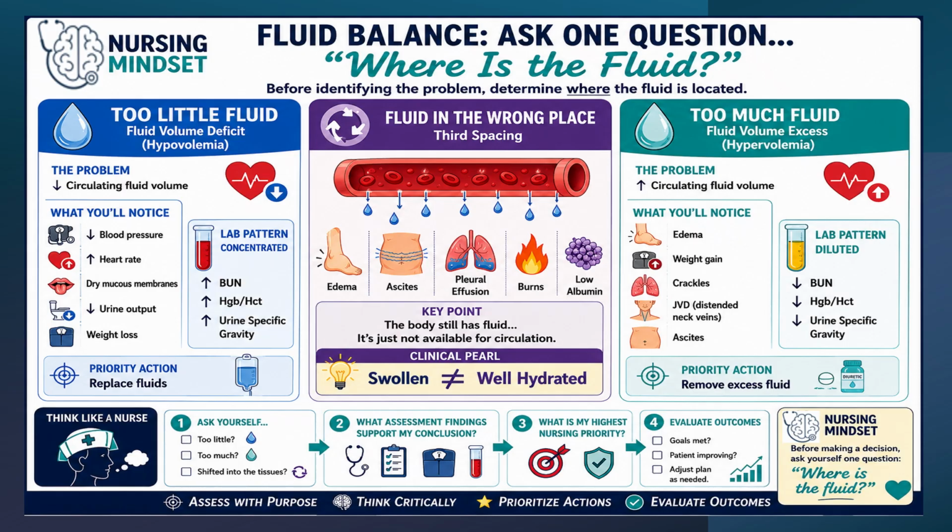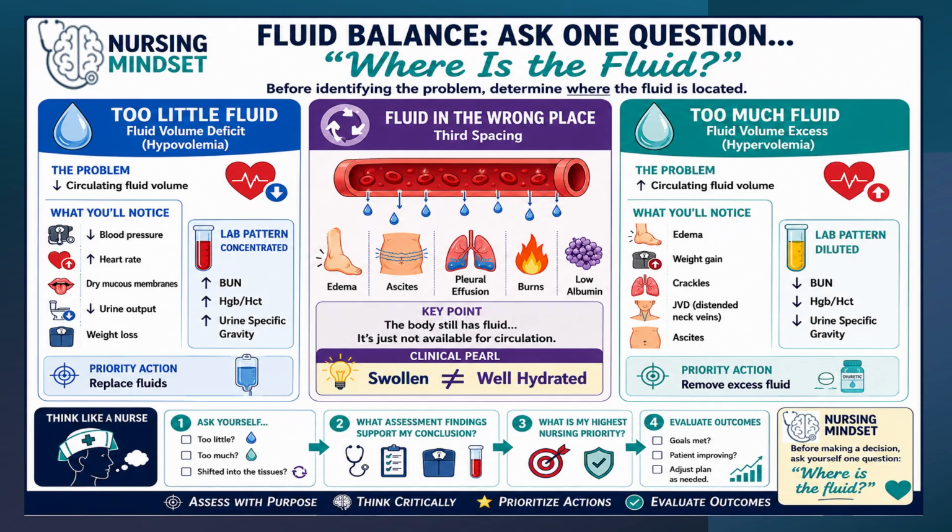Now, let's look at the opposite problem. With fluid volume excess, there's too much fluid circulating in the body. Eventually, that extra fluid begins showing up in places we can assess. So patients gain weight, their ankles swell, they may develop crackles because fluid is collecting in the lungs. You may even notice distended neck veins because the circulatory system is overloaded. Again, don't just memorize each assessment finding. Ask yourself, what are all these findings trying to tell me? They're all pointing to the same problem, too much fluid.